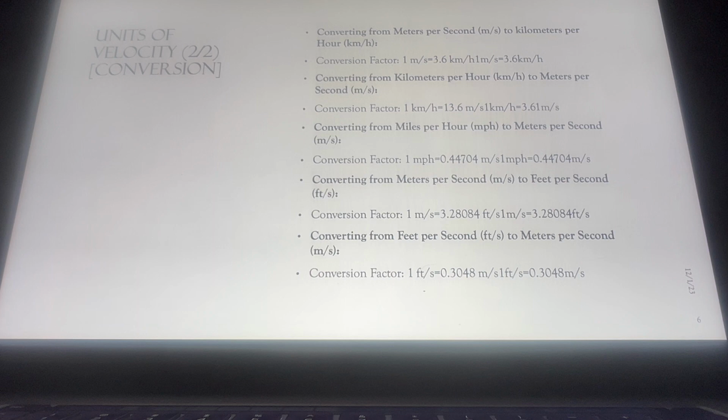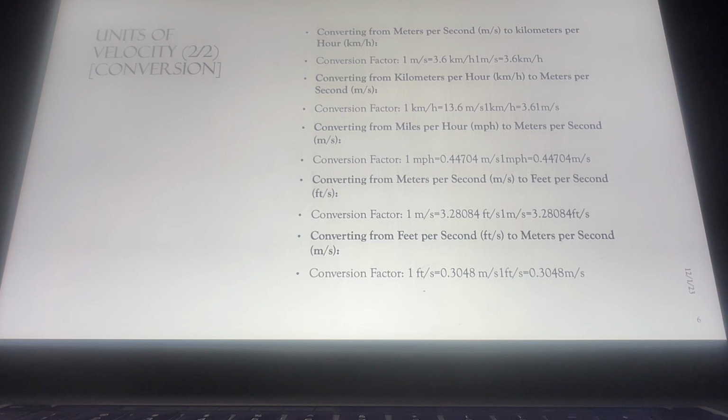Right here, we're going to talk about converting units. So we have converting meters per second to kilometers per hour. As you can see, the conversion factor is 1 meter per second is equal to 3.6 kilometers an hour. Then we have converting kilometers per hour to meters per second. That conversion factor is 1 kilometer an hour is equal to 13.6 meters per second.